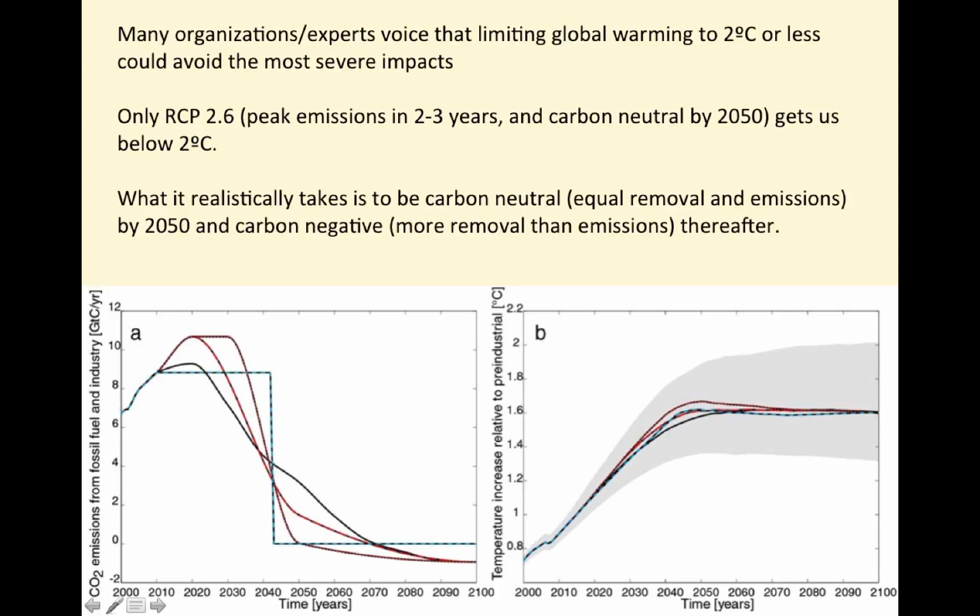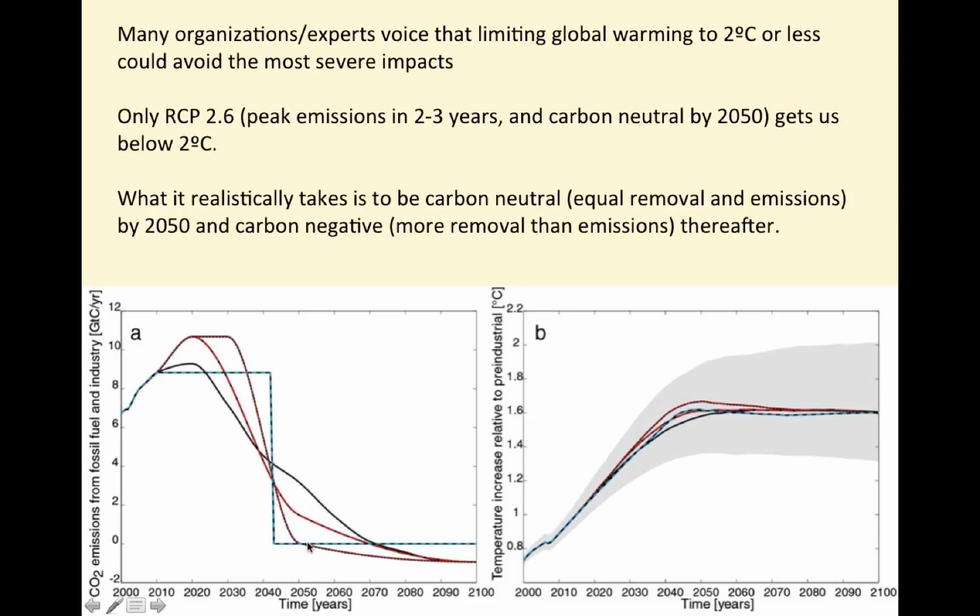So you've probably heard the news that many organizations voice that limiting global warming to 2 degrees Celsius or less could help avoid the most severe impacts. Even some other studies said 1.5 degrees Celsius would be the number we want to keep to. Only RCP 2.6, with peak emissions in 2 to 3 years, carbon neutral by 2050, gets us below that 2-degree mark. What it realistically takes is to be carbon neutral, equal removal and emissions, by 2050.